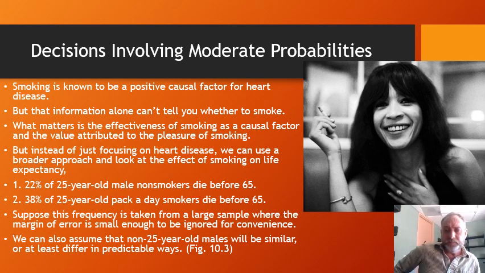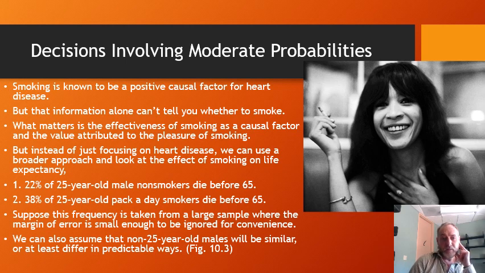Okay, one more example. So smoking, right? Smoking is known to be a positive causal factor for heart disease. But again, just because something is a positive causal factor, we've seen that doesn't determine how you should behave, right? You have to run a program for evaluating the decision. So do we smoke, given that information, is the question. We have some information about the effectiveness of smoking as a causal factor, and each individual can determine the value they attribute to the pleasure of smoking, right? So rather than talk about heart disease in the text, they decide to look at life expectancy.